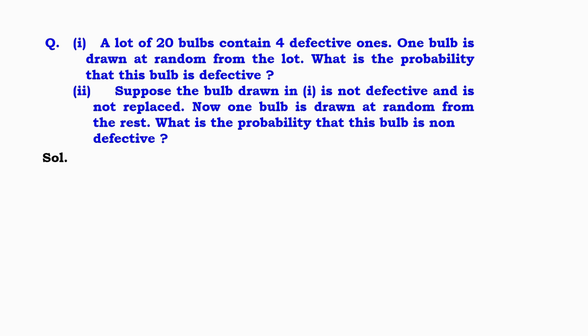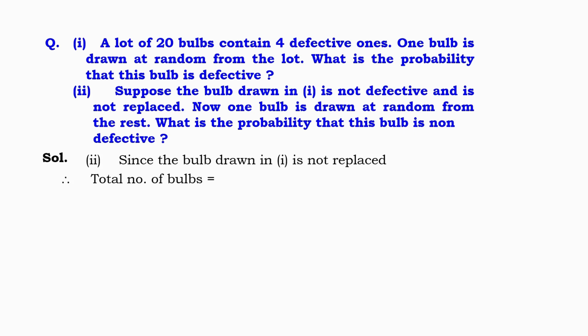Now coming to part B. Suppose the bulb drawn in part 1 is not defective and is not replaced. So not replaced means, since they have only picked up one bulb already, they have not replaced any other bulbs in the lot. So after taking out one bulb from the lot of 20, how many bulbs will be remaining? Means now how many bulbs are there in the lot? That is 20 minus 1, equal to 19. So now the number of all possible outcomes is equal to 19.